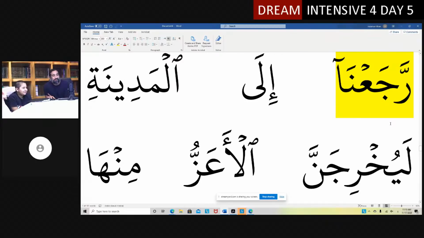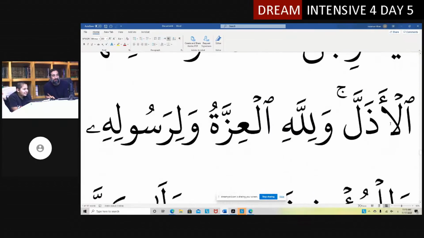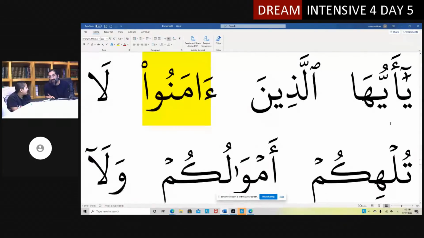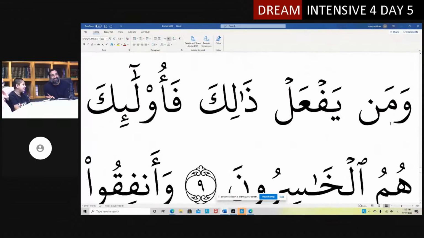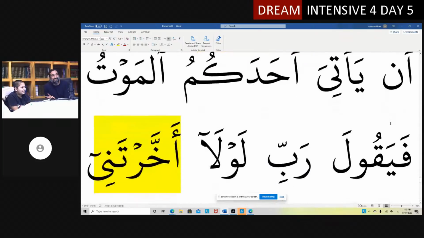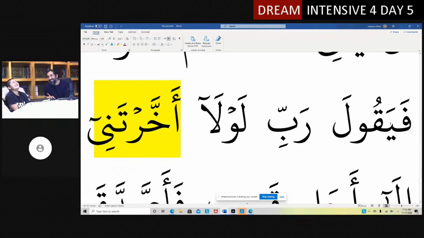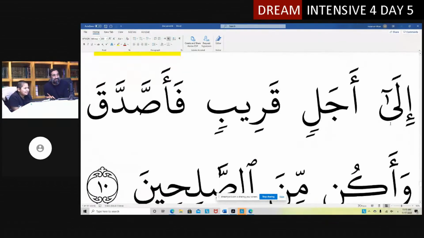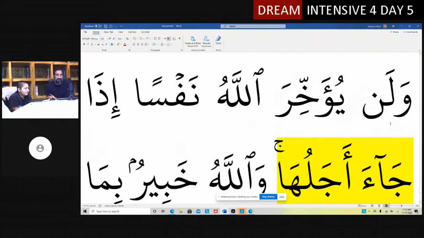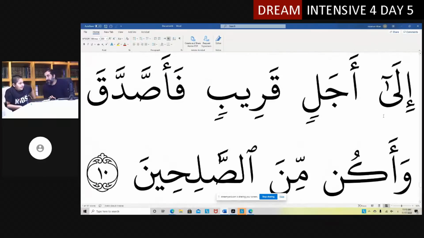Raja'na. No. Amanu. Yes. No. Razaqnakum. Clearly, no. Akharta. No. Ja'a. No. Okay. Good. So now most of them are passive. Tubi'a was passive. Everything else was active.